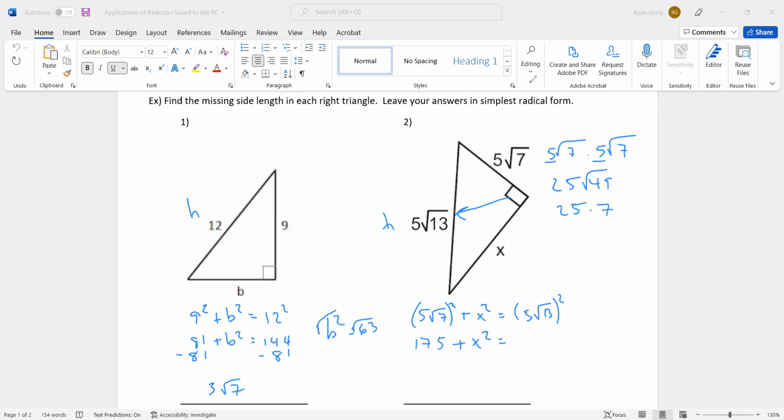Okay. 5 radical 13 squared, very similar thing. You're going to get 25. 5 squared is 25. Square root of 13 squared is 13. So 25 times 13 is 325.